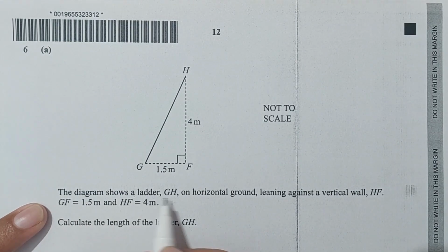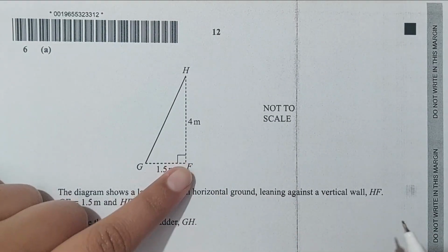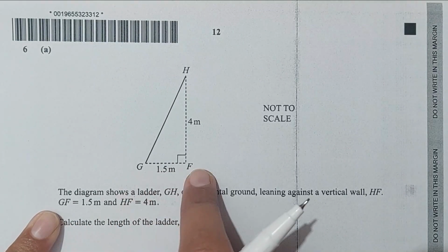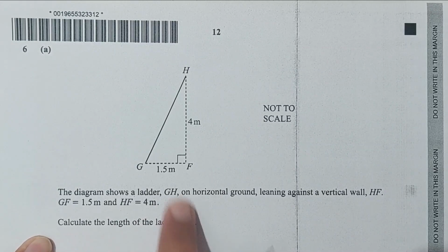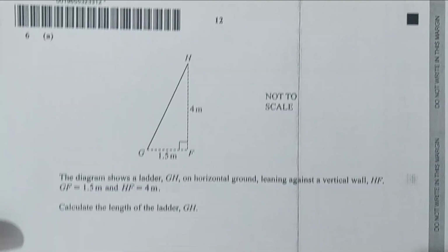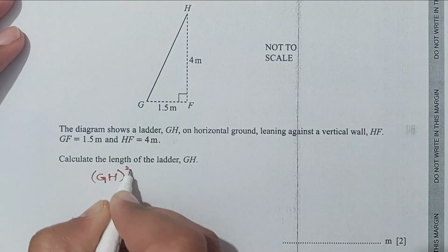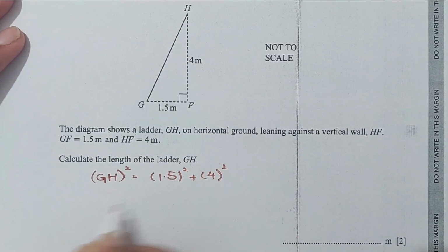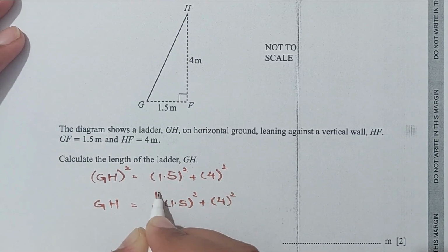The diagram shows a ladder GH on the horizontal ground leaning against a vertical wall HF. GF is 1.5 meters and HF is 4 meters. Calculate the length of the ladder GH. Okay, it is a right angle triangle, so we can apply the Pythagoras theorem. GH is the hypotenuse. Its square would be equal to the base square, 1.5 square, plus the perpendicular length square. So GH is going to be the square root of 1.5 square plus 4 square.